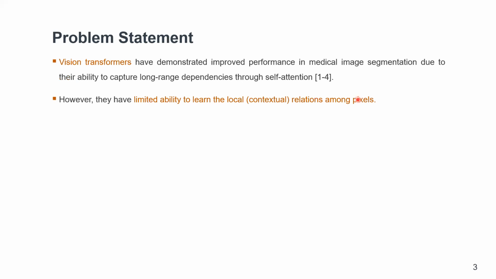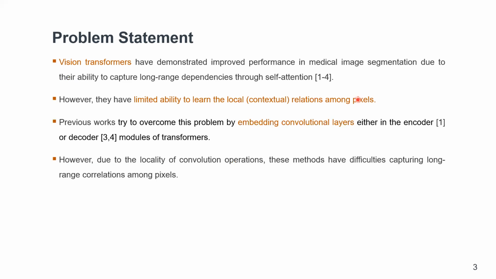Vision transformers have shown great promise in medical image segmentation because they can capture long-range relations among pixels using self-attention. However, they have limited ability to capture local relationships. To overcome this problem, previous works use convolution layers either in the encoder or decoder modules of transformers. However, due to the locality of convolutions, these methods have difficulties in preserving long-range relations among pixels captured by transformer encoders.